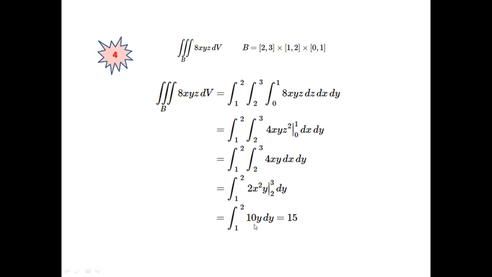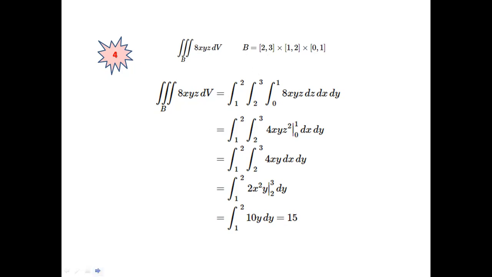Then you integrate again, that would be 5y squared, because this one would be y squared over 2. Your 5y squared, when we substitute the limits 1 to 2, because we're done with integration, the answer would be 15. So in here, we're finding the volume of a rectangle.